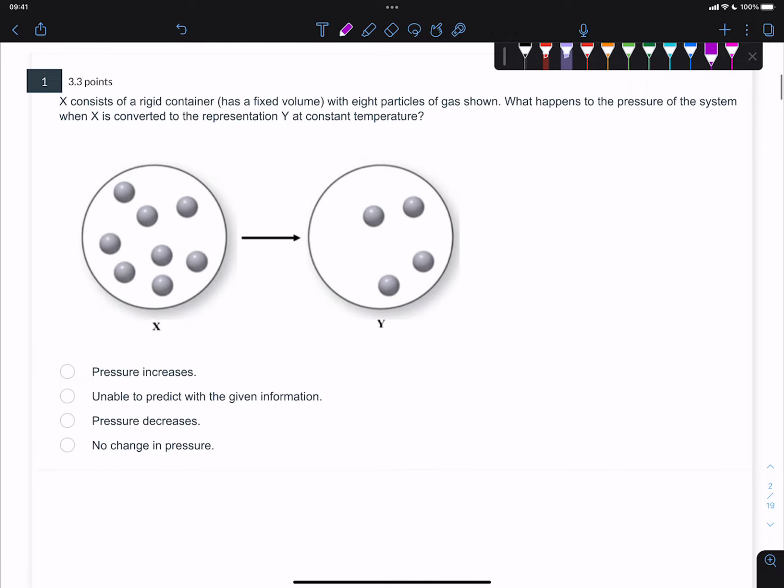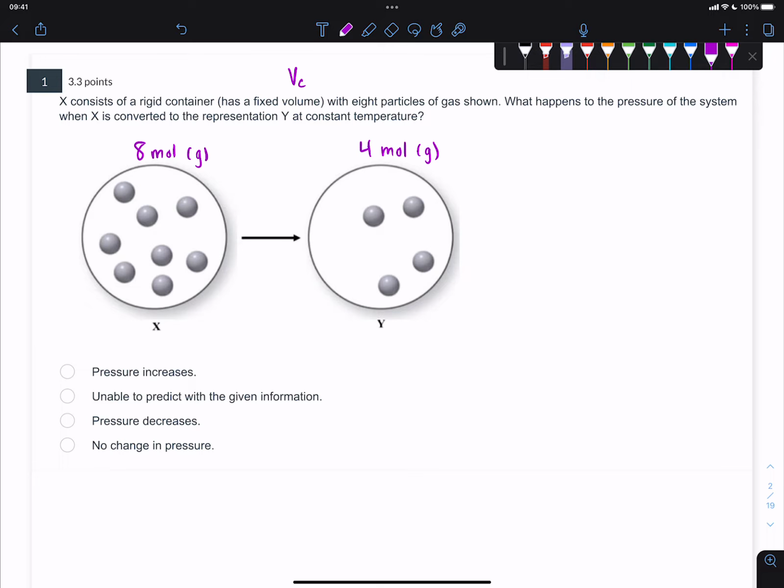So this question says X consists of a rigid container, so it has a fixed volume. That means the volume is constant, with 8 particles inside. When you see these particles, think of them as moles. So there are going to be 8 moles of gas in the left container X, and the right container, or container Y, is going to have 4 moles of gas.